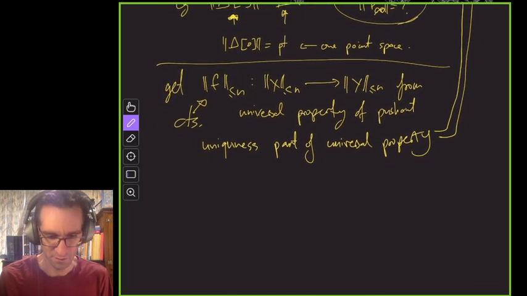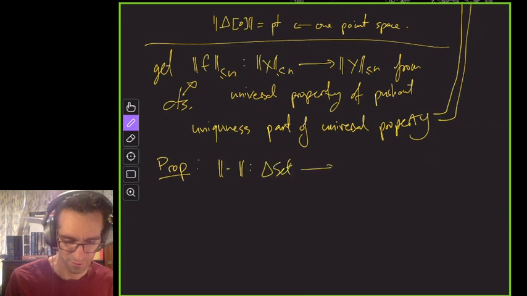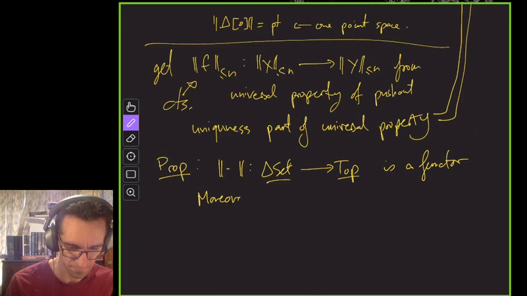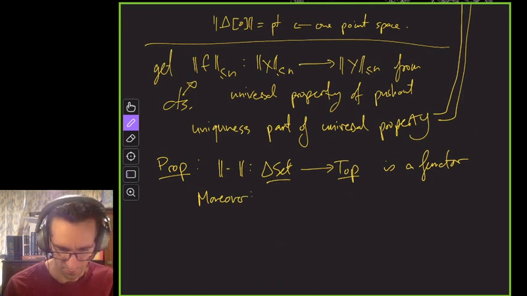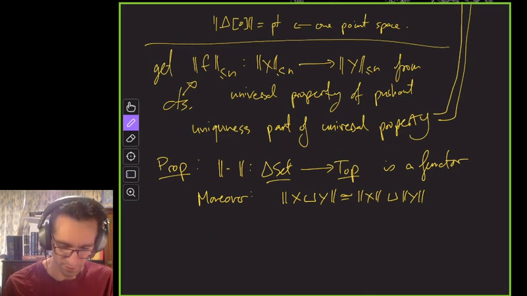Okay, so let me just record that as a more formal proposition. Geometric realization, going from delta sets to topological spaces, is a functor, and also it has some nice properties. So what does it do? If you take the disjoint union of delta sets, it gives you the disjoint union of spaces with appropriate topology. The geometric realization of the zero simplex is the one point space.